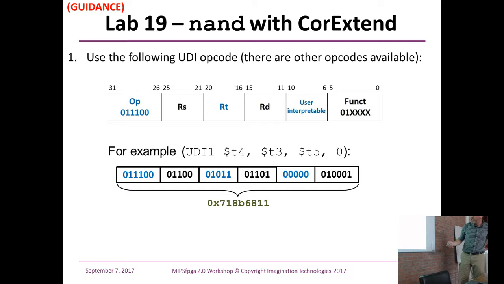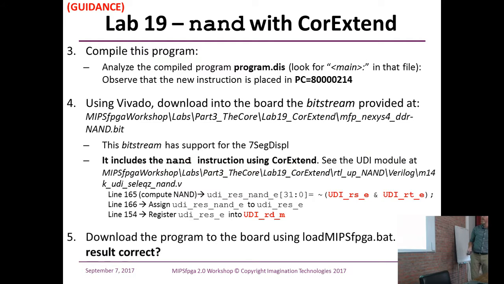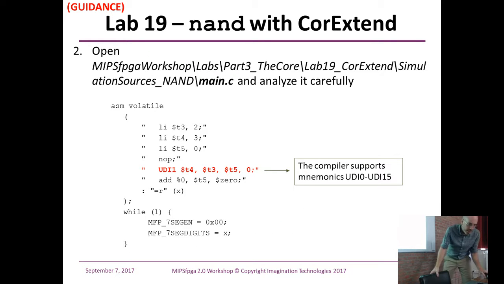This should be the machine code for this new instruction. So we're going to create a program, after modifying the softcore, obviously, that we provide you already modified. We're going to create a program that uses that new instruction, and we'll see if the result is correct. We're going to initialize these two registers to 2 and 3, and we'll see if we obtain the NAND of these two values through the 7-segment displays, as always. Okay. So let me guide you on the process.